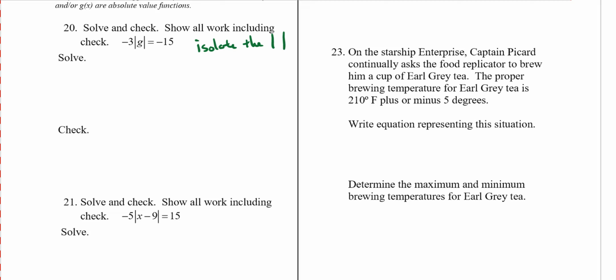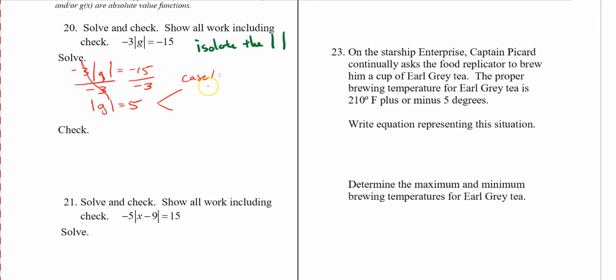So when I look at the first one, negative 3 times the absolute value of g is equal to negative 15. To isolate the absolute value, I'm going to divide by negative 3 because these are being multiplied. Those cancel. Absolute value of g is equal to 5. This is where we make our two cases.